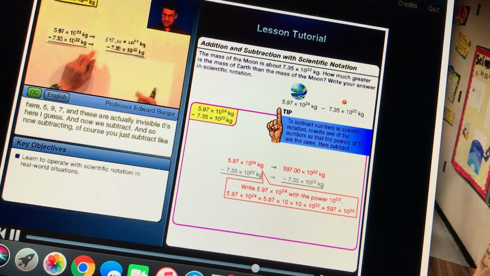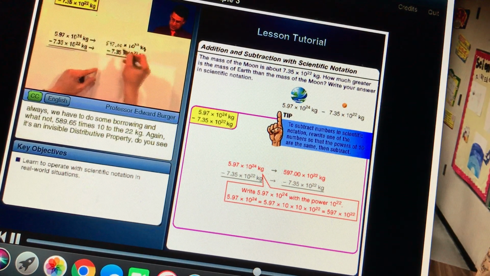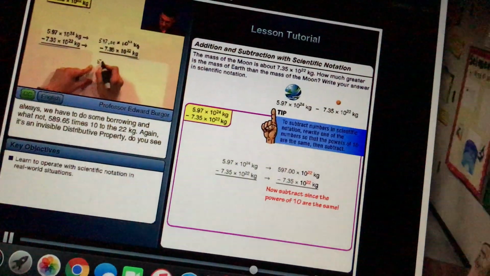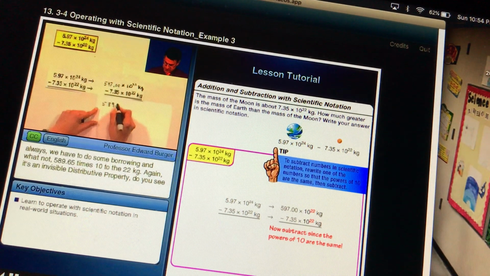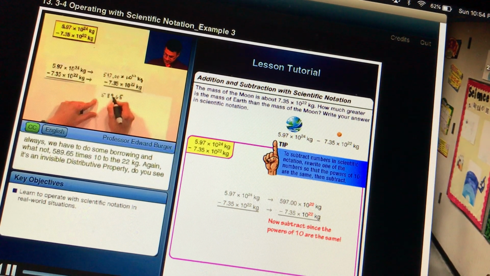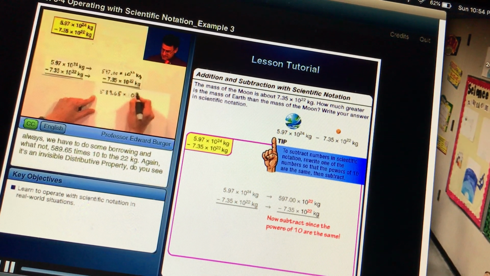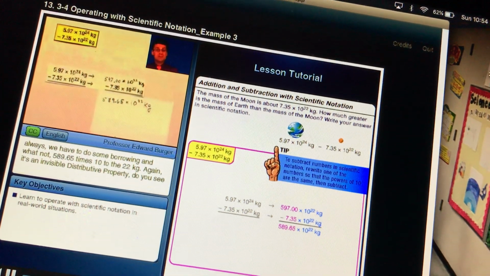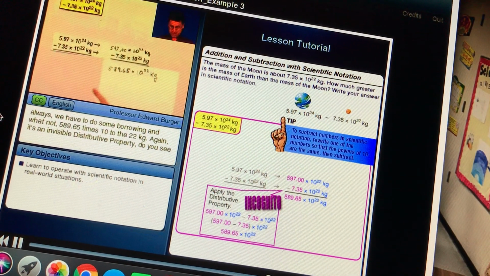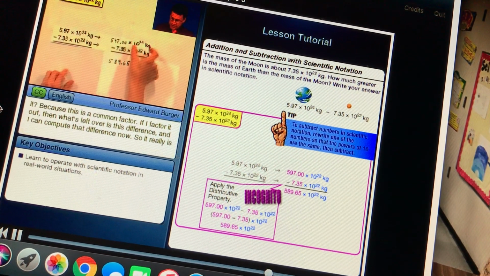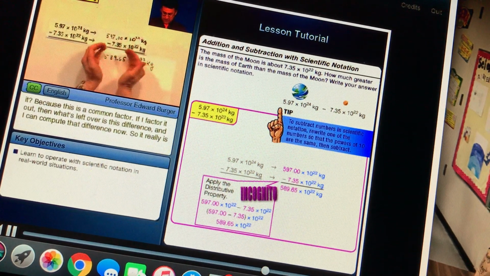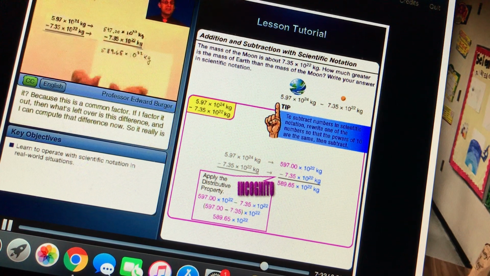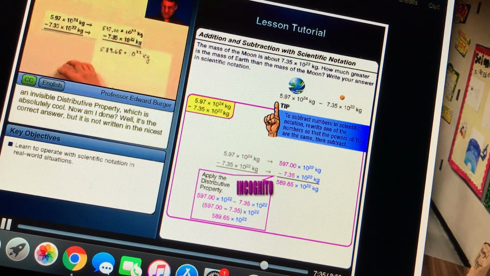And now we subtract. And so now subtracting, of course, you just subtract as always. We'd have to do some borrowing and whatnot. And we see 589.65 times 10 to the 22 kilograms. Again, it's an invisible distributive property. Do you see it? Because this is a common factor. If I factor it out, then what's left over is this difference, and I can compute that difference now. So it really is an invisible distributive property, which is absolutely cool.